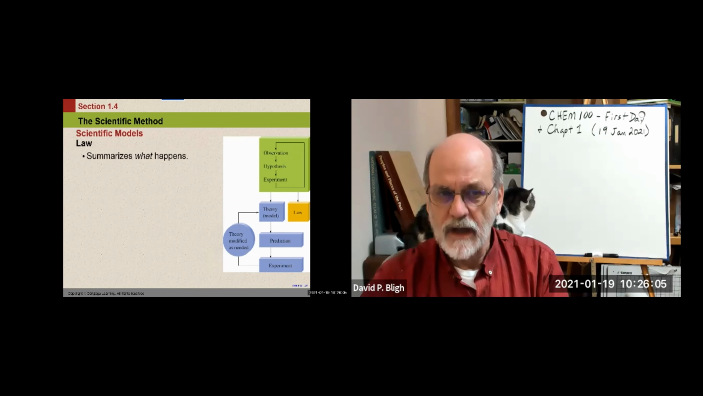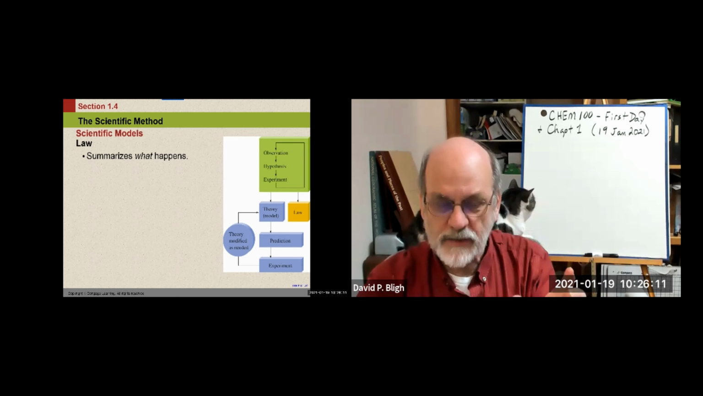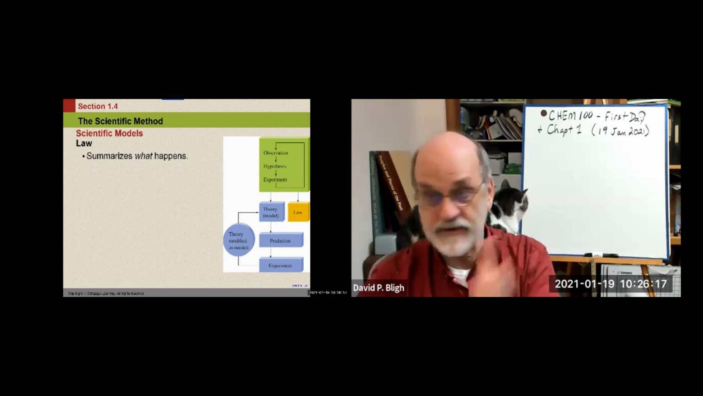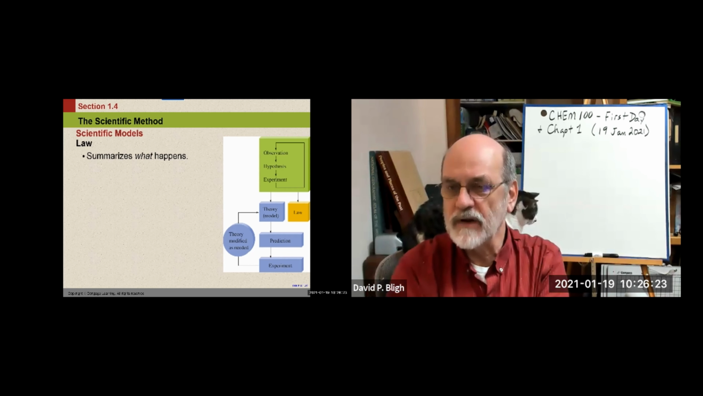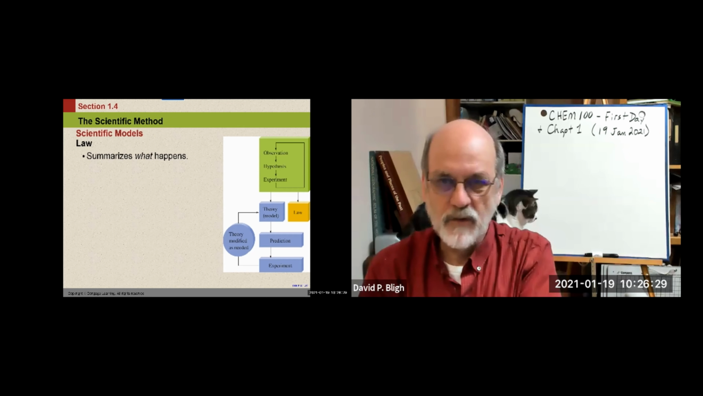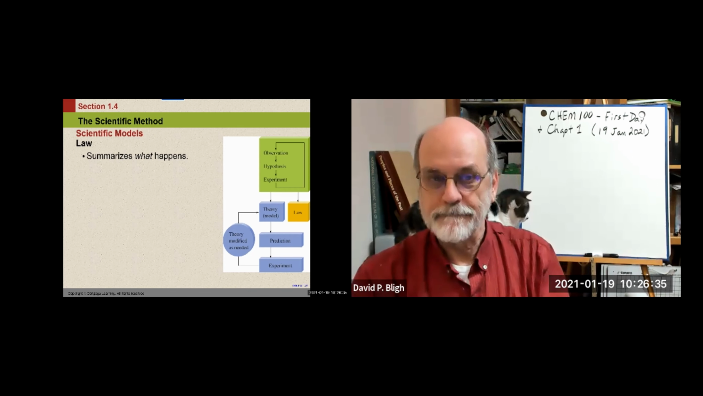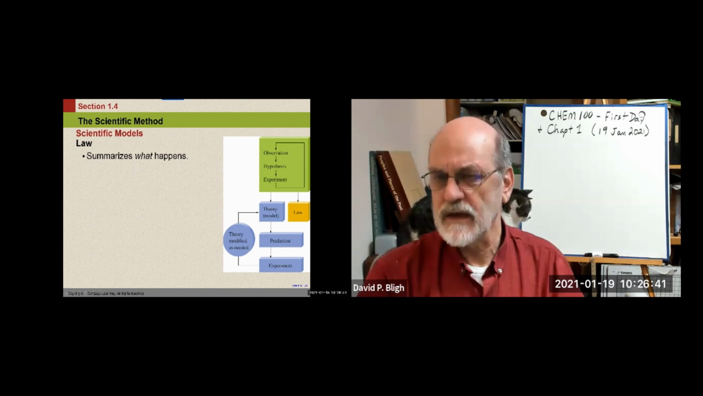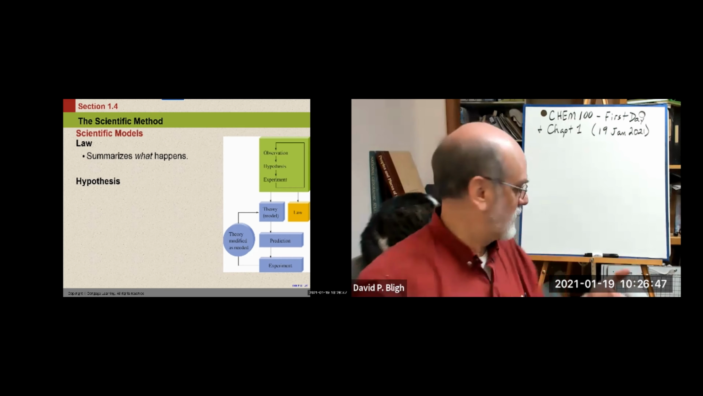What's a law? A law just summarizes what happens. If I set up these conditions, run the experiment, this will happen. I don't have a clue why it happened. But it happens this way every time. That's a law. Like the law of gravity. If I jump off a tall building, what's going to happen? I'm going to fall until I hit something, right? That's a law. We don't know why gravity works according to that law, but it works. That's why a law just says what happens.